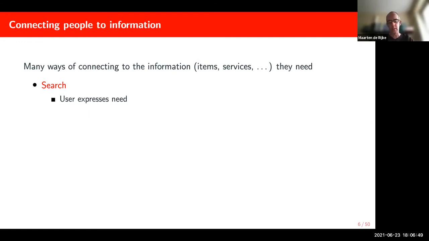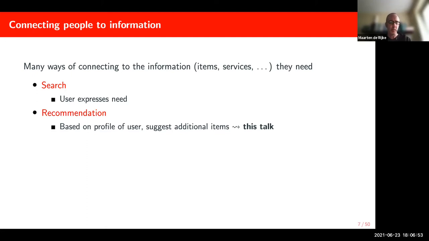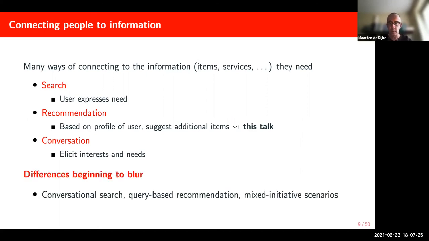So in search, traditionally we had users expressing a need. In recommendation, maybe not so much explicitly expressing a need, but we had a profile, or at least the purpose of the service was obvious. And we would then suggest additional items. In a more conversational setting, the initiative is not just with the user, but also with the system, where it could ask follow-up questions, elicit interests, needs, ask for confirmation, what have you. And as I said, the differences between these traditionally segmented types of technology are beginning to blur with conversational search, with query-based recommendations, with lots and lots of mixed initiative scenarios.